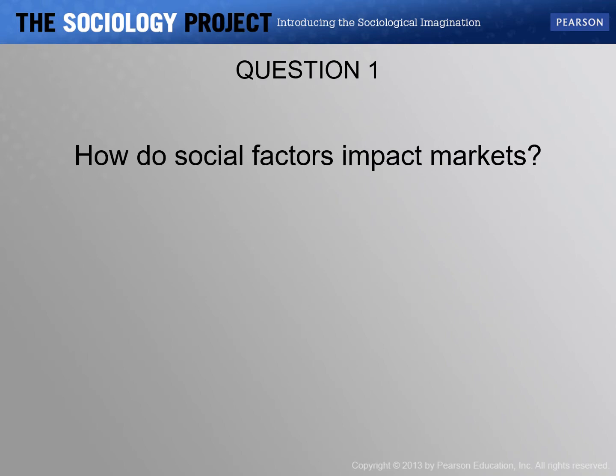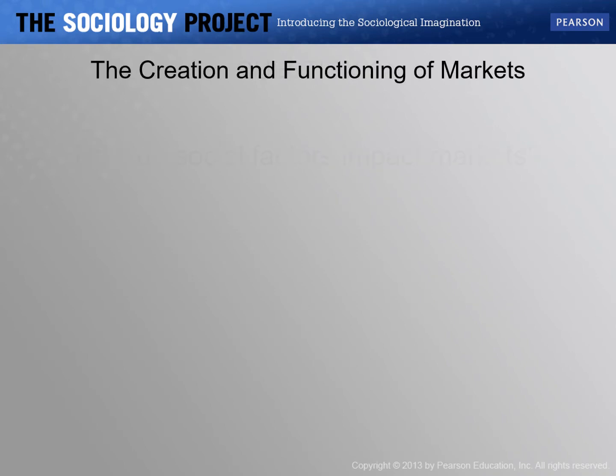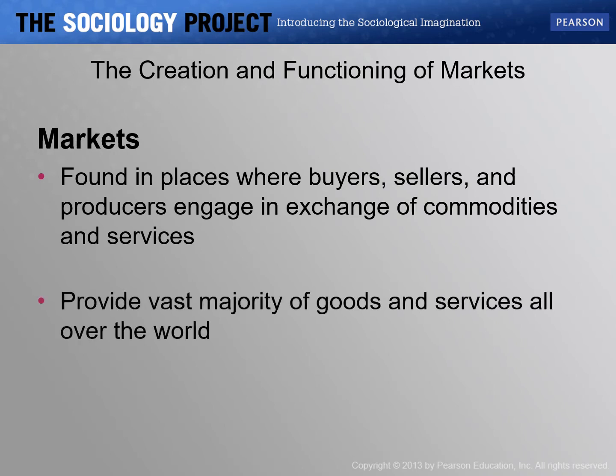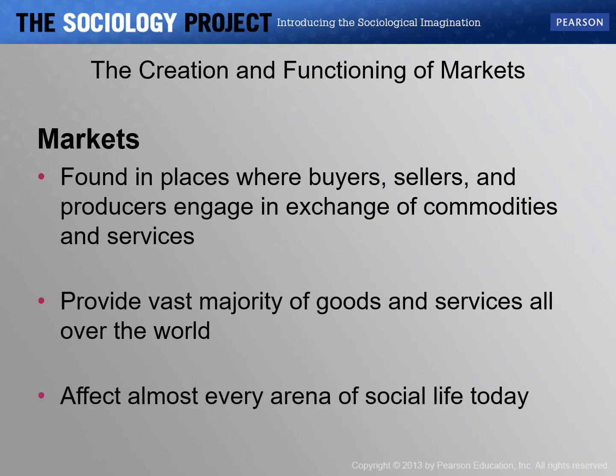Question one, of course, how do social factors impact? Through the creation and functioning of markets. Markets, of course, are found in places where buyers and sellers and producers engage in the exchange of commodities and services. So it's not just things, but it can be things that you can do for somebody. They provide a vast majority of goods and services all over the world. And of course, they affect almost every arena of social life today.